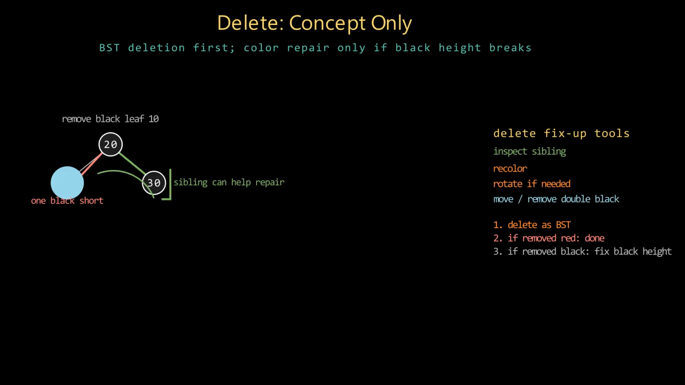Delete fix-up moves or removes that deficit using the sibling, recoloring, and sometimes rotations. We will keep deletion at this conceptual level here. Full red-black deletion fix-up deserves its own dedicated walkthrough.